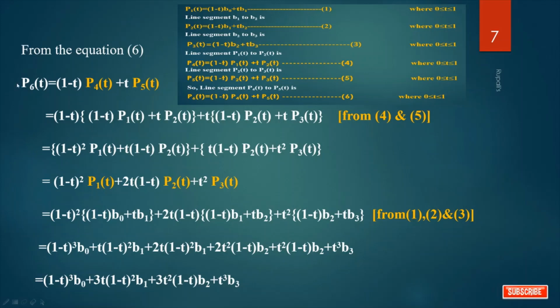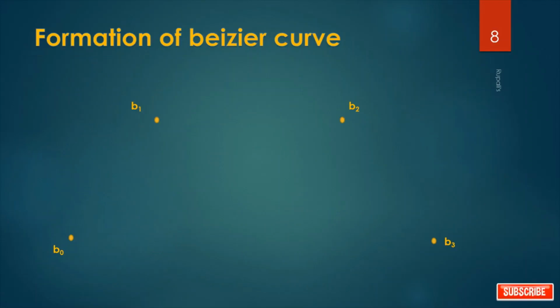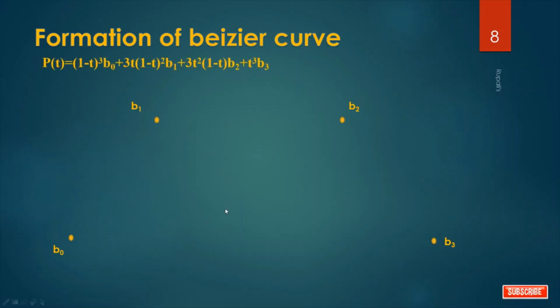So, P6(t), that is our curve, is (1 minus t) cube B0 plus 3t(1 minus t) square B1 plus 3t square (1 minus t) B2 plus t cube B3. Now, formation of Bezier curve. These are our control points B0, B1, B2, B3 and this is the equation of the curve. Now, start drawing. This is one line from B0 to B1, and from B1 to B2 and B2 to B3.